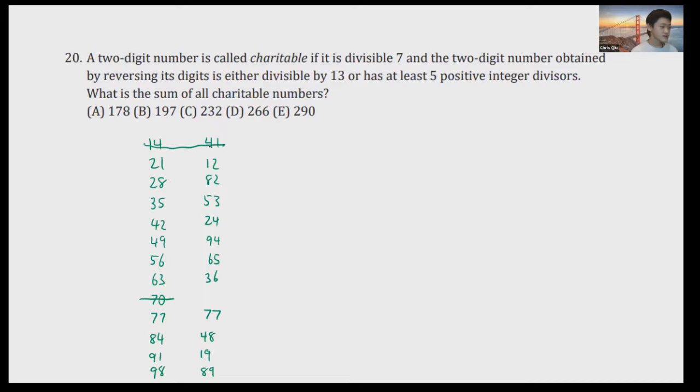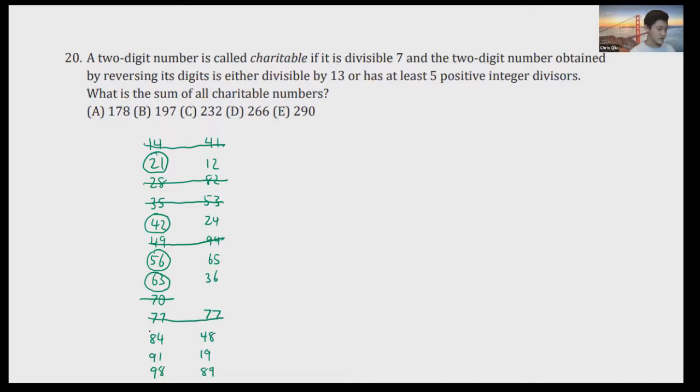We can see that 41 does not have 5 positive integer divisors, and it's also not divisible by 13, so we can cross that out. 12 has at least 5 positive integer divisors because it has 6. So let's circle 21. 82 is neither of these, so we can cross this out. 53 as well, we can cross this out. 24 has 8 positive integer divisors, so we can circle this. 94 has 4 positive integer divisors, and it's also not divisible by 13, so we can cross this one out as well. 65 is a multiple of 13, so let's circle this. 36 has 9 positive integer divisors, so let's circle this.